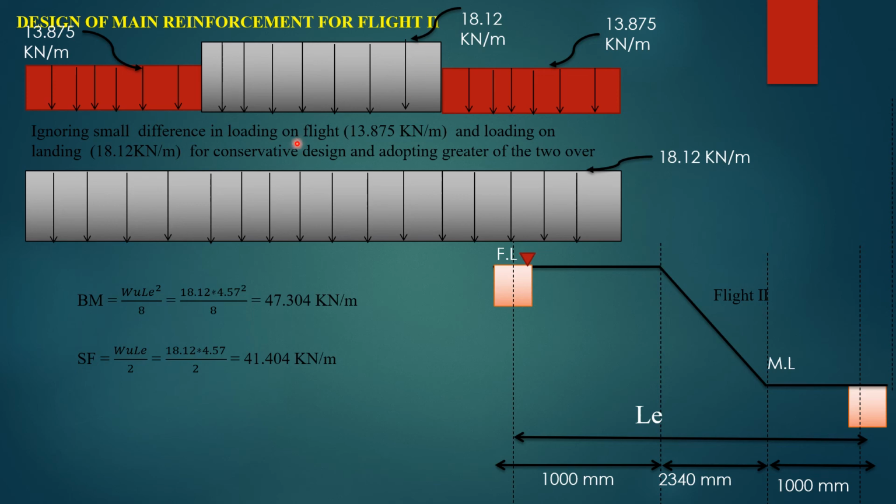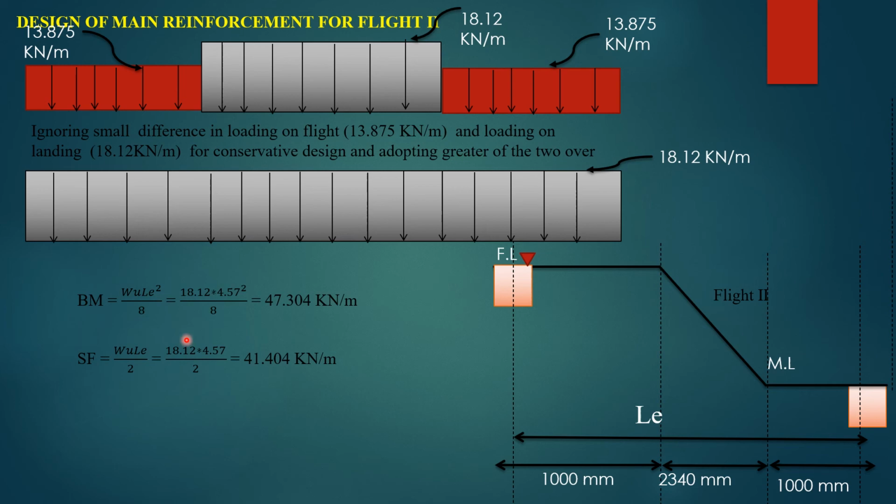So for a conservative design or for simplicity, what we can do is take the maximum of it. We can see that the load coming on the going is the maximum one. So for the entire flight we can take a single load, ignoring the small difference in the loading on the flight and the loading on the landing. So we adopt the greater of the two, which is 18.12 kilonewton per meter.